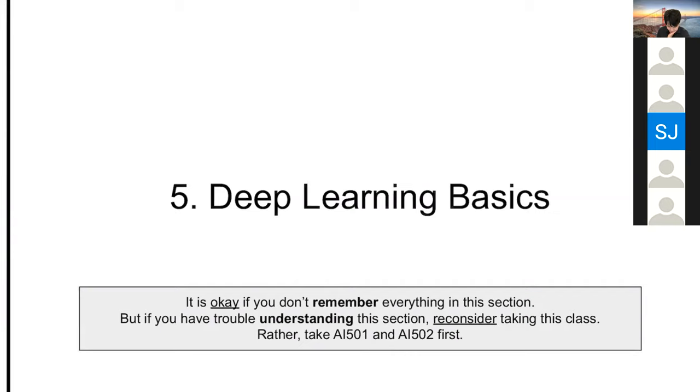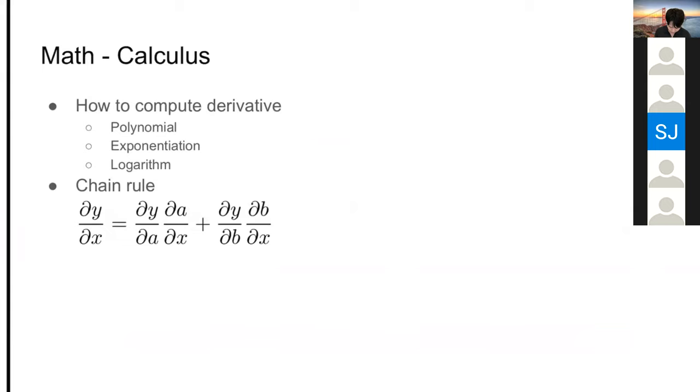So the point here is that it's okay if you don't remember these things, but if you have trouble understanding this section, then if you're considering taking this class, probably it's better to take AI 501 and 502 first. These are machine learning and deep learning basics. First is math and calculus.